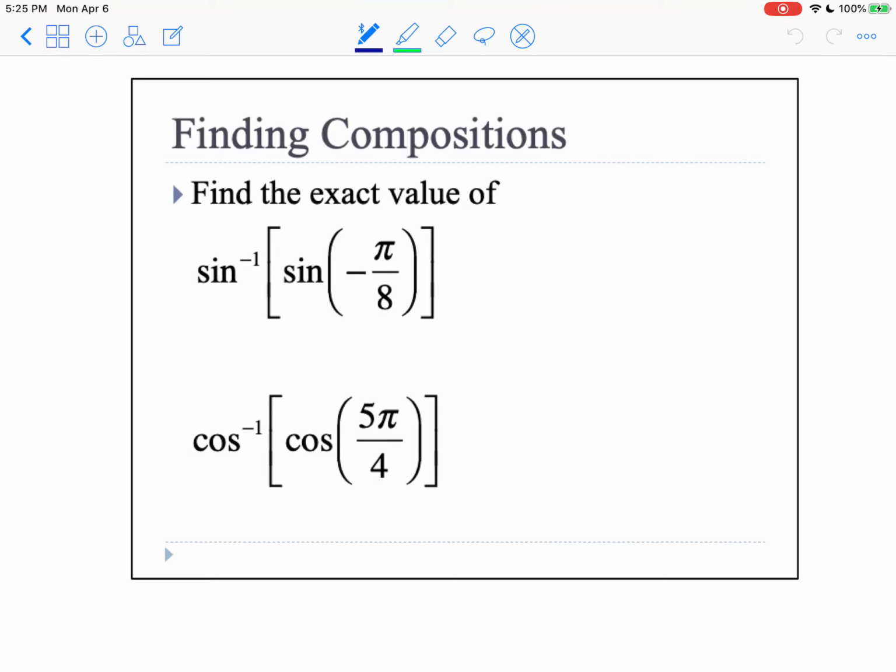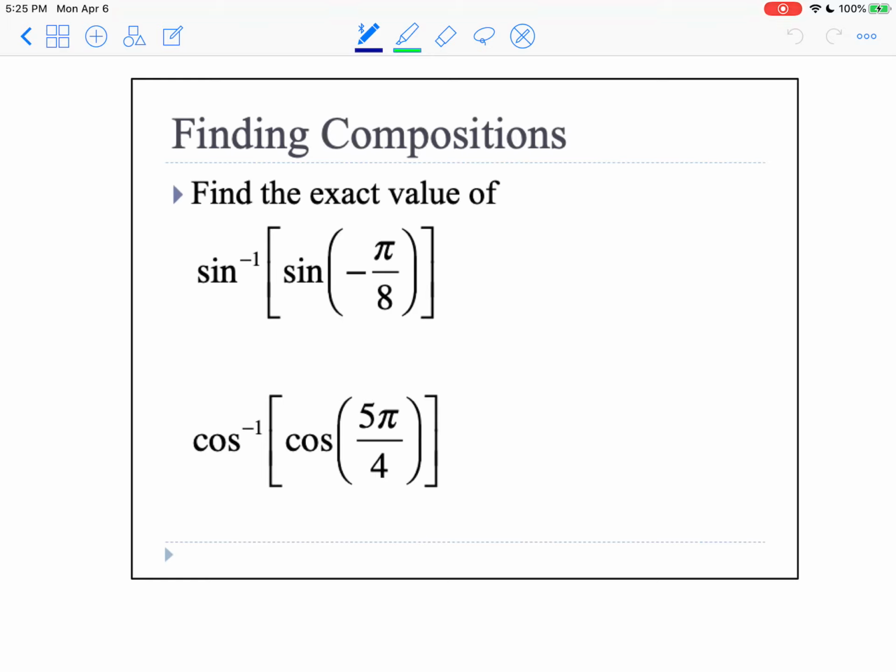Hey everybody, we're going to go through the last two slides now. We're going to find some compositions. Composition, just a reminder, is when you have a function inside another function. So we're going to find the exact value of sine inverse of sine of negative pi over 8.